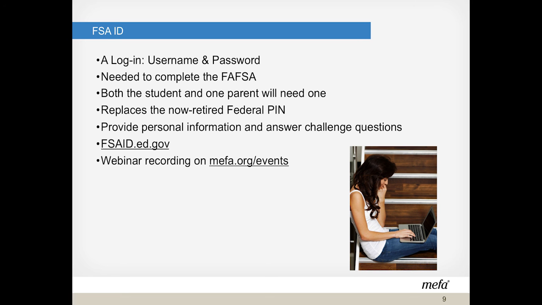You can go to fsaid.ed.gov, and that's listed on that second to last bullet. You can fill in all the information that the form asks you to submit, and you'll then have an FSA ID. This is completely necessary to complete the FAFSA, and both the student who's applying for financial aid and one parent will need an FSA ID.